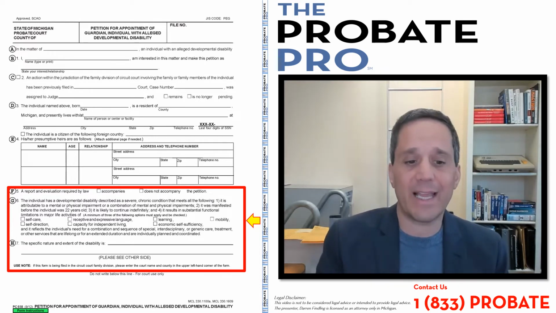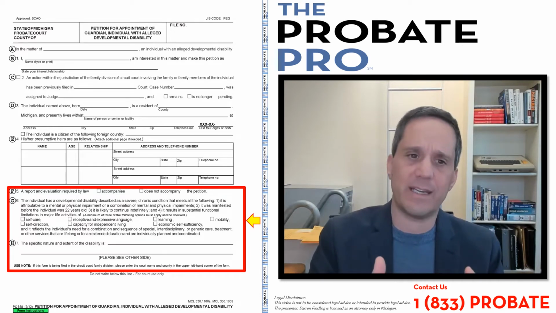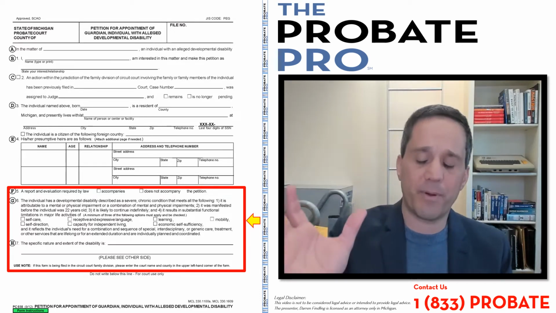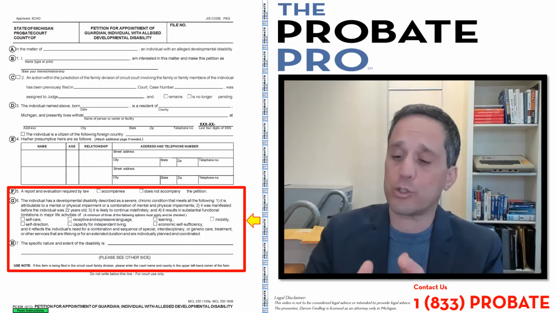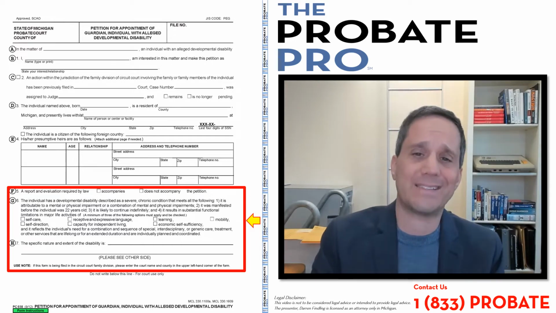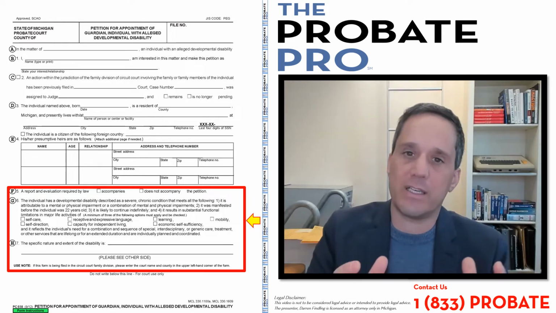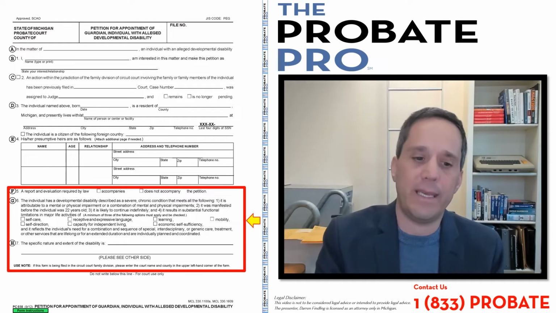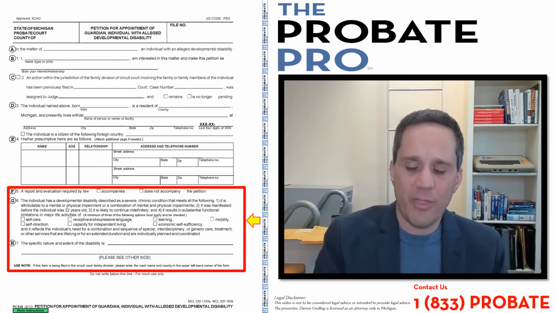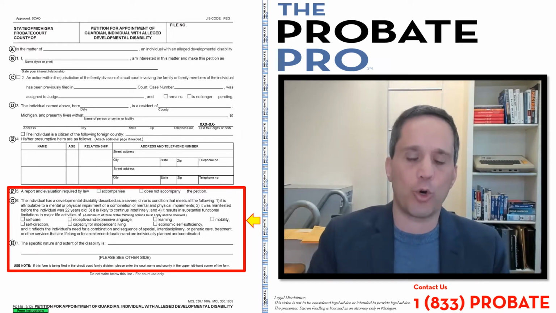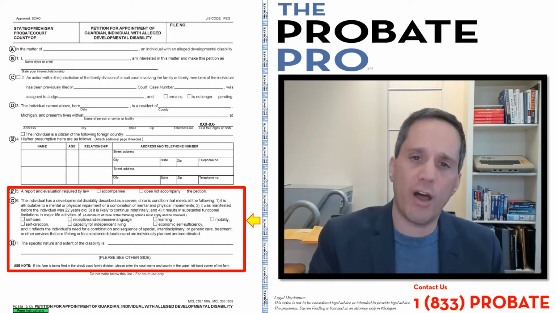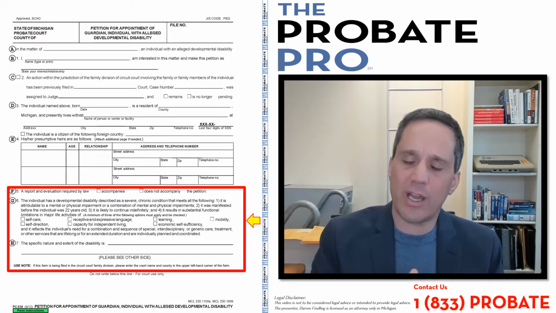3, it is likely to continue indefinitely. So the idea here, unlike a guardianship of an adult, which can be a short-term process, a guardianship of a developmentally disabled person is that this person has a lifelong disability that will remain indefinitely with them. They're not going to age out of it or grow out of it or recover in some way from it. So it's, again, a very particular nuanced understanding of how this statute works.